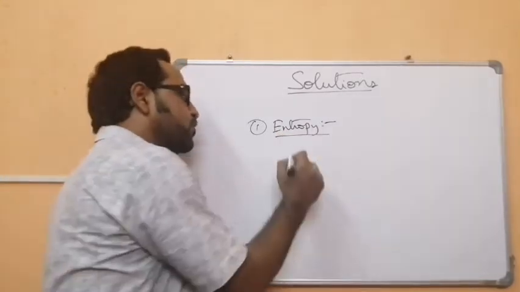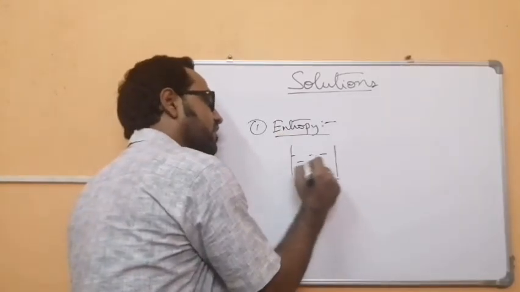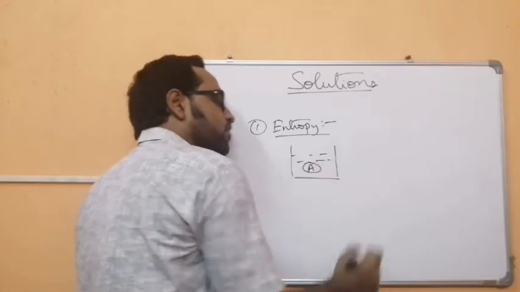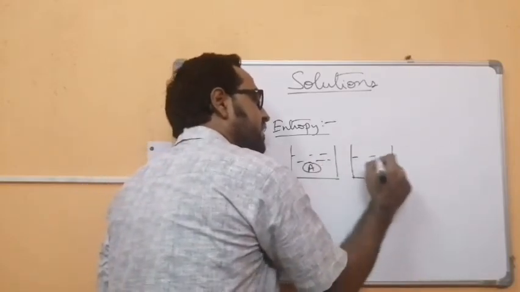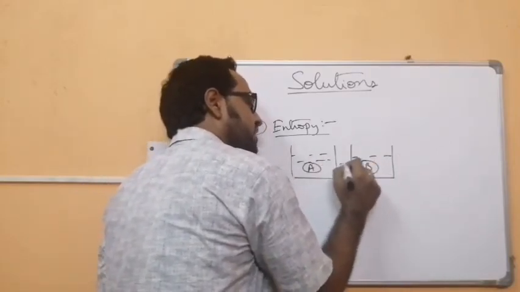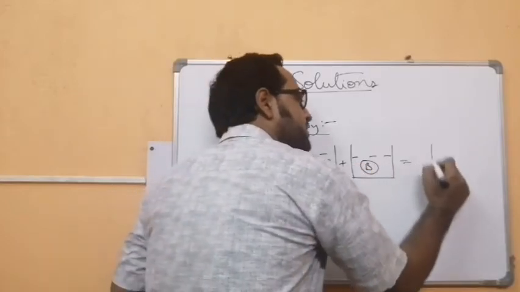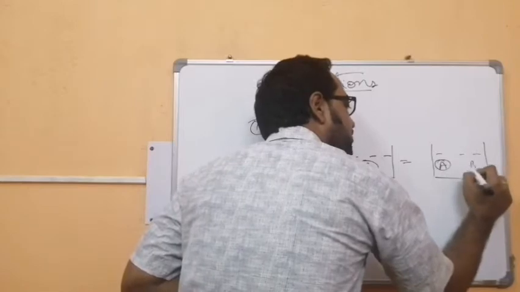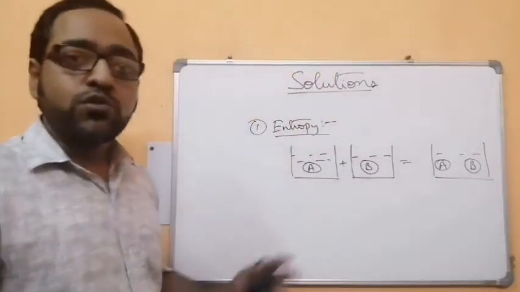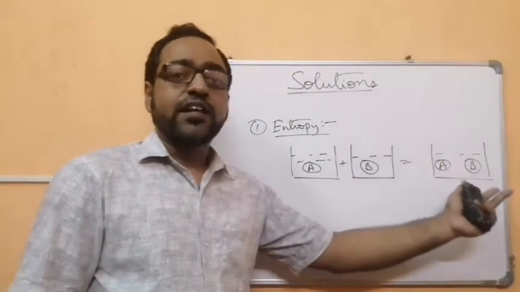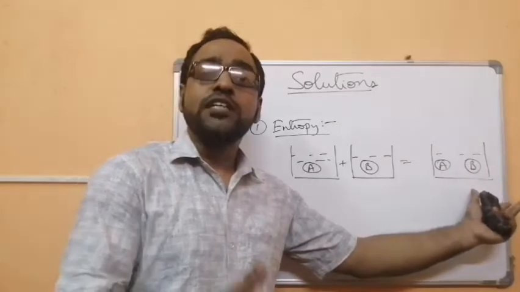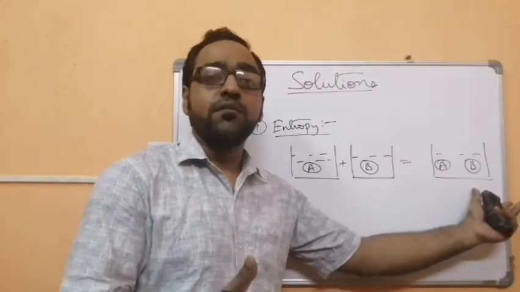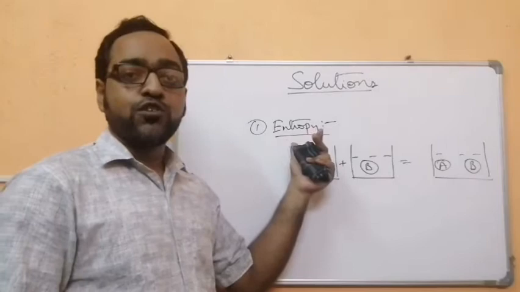Entropy factor. Suppose you have two containers. Container A contains component A, container B contains component B, and after mixing you will get the solution where you have both A and B. So after mixing you get a system which has more disorderness or more randomness, or you can say more entropy.